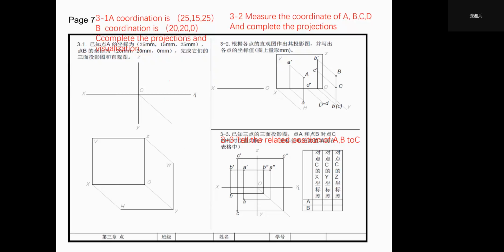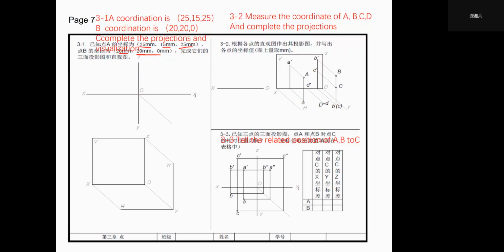Here you get the answer. This one is x, this one is y, this one is z, and for b, this one is x, this one is y, this one is z. So you complete the two-dimensional projection on the three projection planes, and this one is the third one. I guess you can find this one very quickly. Okay, where is A?